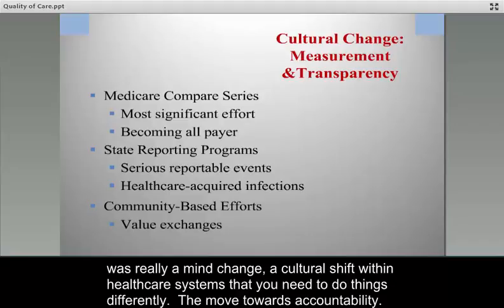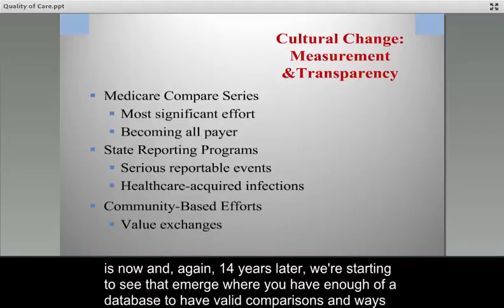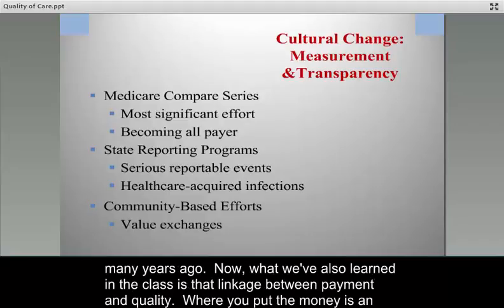The move towards accountability. Medicare, again, the development of data that allows you to compare providers, to have providers report events, report certain data. Now, again, 14 years later, we're starting to see that emerge, where you have enough of a database to have valid comparisons and ways for payers and patients and consumers to compare providers and other components of the healthcare system, which was not an option many years ago.